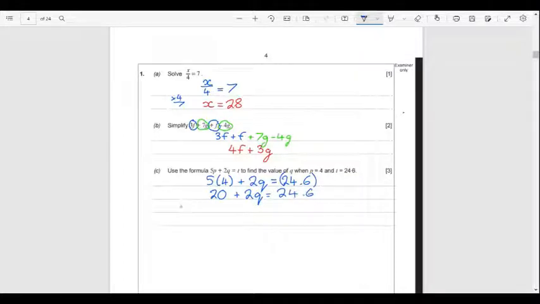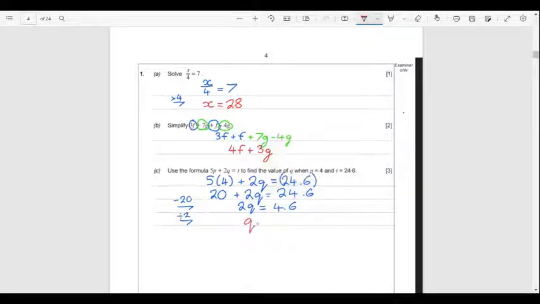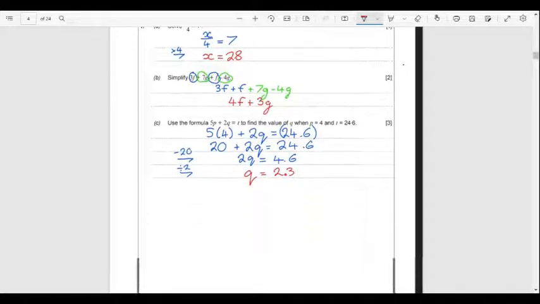Now I'm trying to get q on its own here. So first thing I'm going to do is take away 20. So I end up with 2q is equal to 4.6. Finally, I'm going to divide by 2. That gets me my answer of q is equal to 2.3. Let's have a look at the next question.